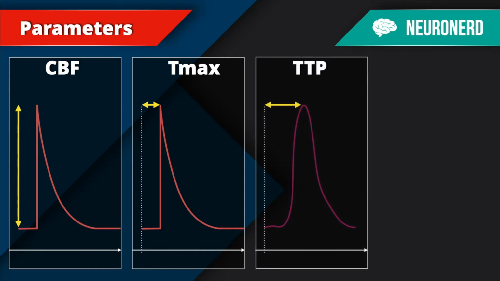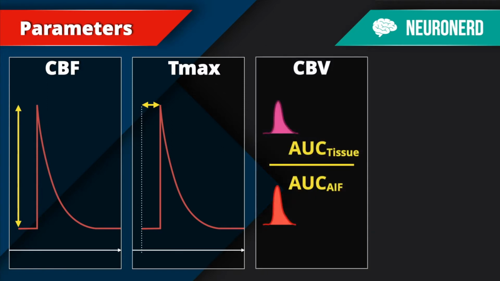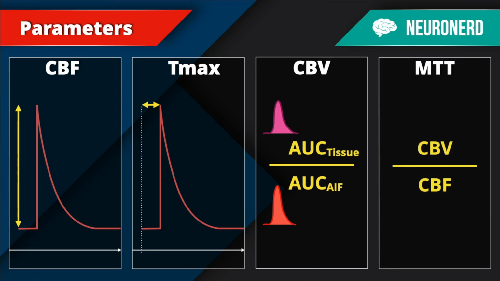You may encounter time to peak, which is obtained by looking directly at the tissue concentration curve, but more importantly, we can calculate cerebral blood volume by dividing the area under the curve of the tissue concentration curve by the area under the curve of the arterial input function. And now that we have cerebral blood volume and cerebral blood flow, we can calculate mean transit time by dividing CBV by CBF.